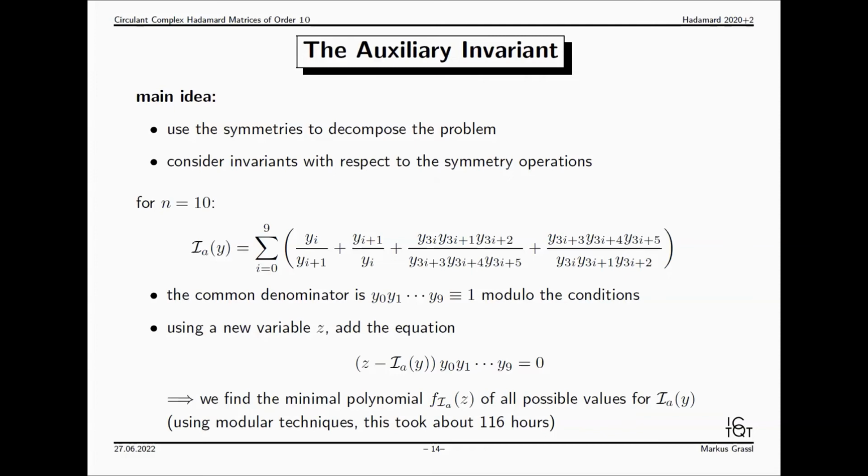It turns out that you can replace this by a polynomial invariant, since the common denominator here is just the product of all variables, which if you add the other equations is equal to 1. So at least in principle, we can add a new variable to our system of equations and say z minus our invariant with the cleared denominator should be 0. That gives us an equation telling what the possible values of our invariant are.